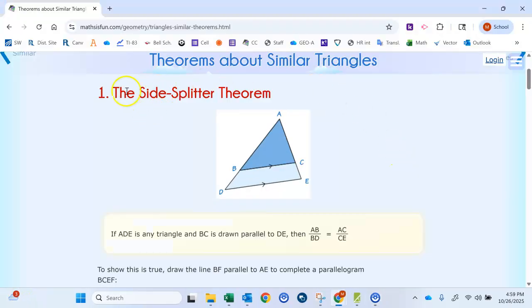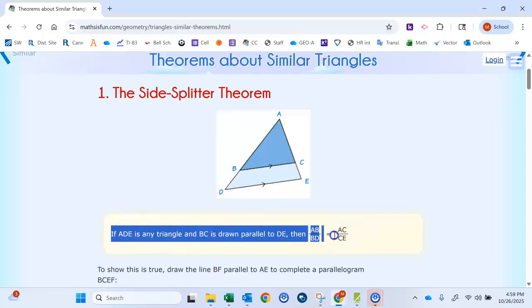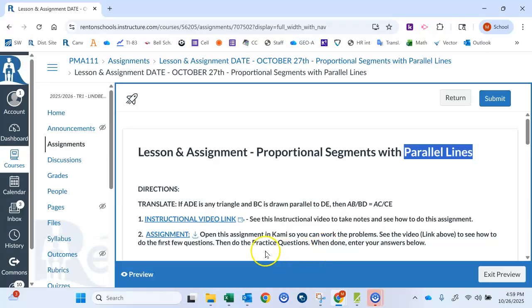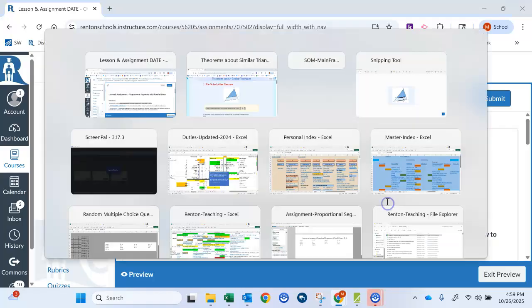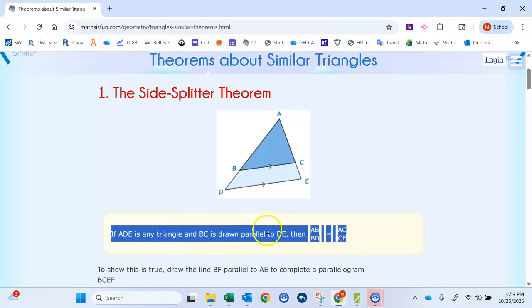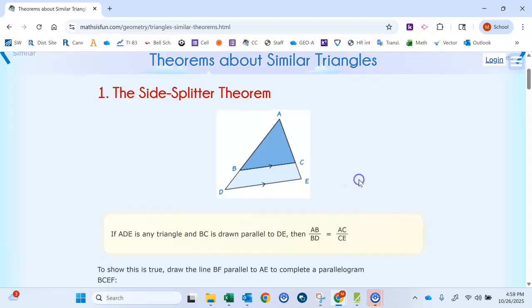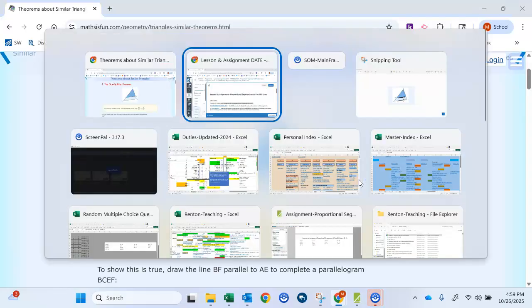Okay, so what we're going to do is look at this. It's called the side splitter theorem. It's where you have a triangle, and if it's split, I'll maybe show you an example. What I want you to do first, though, is translate this. So if you go back to here, you can copy it and paste it into Google Translate. But make sure you read this, okay, because this is the concept. If any line is drawn parallel to DE, then you have proportionate sizes. Let me show you a quick example.